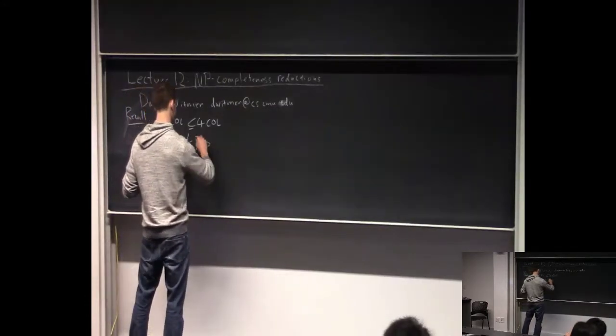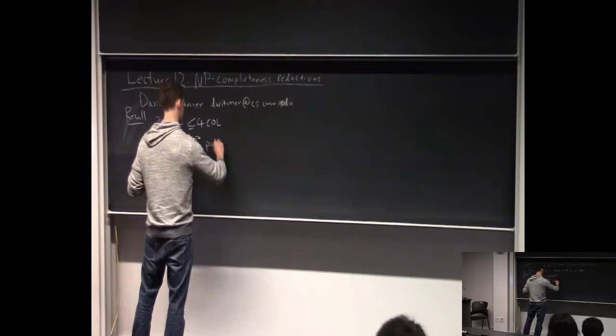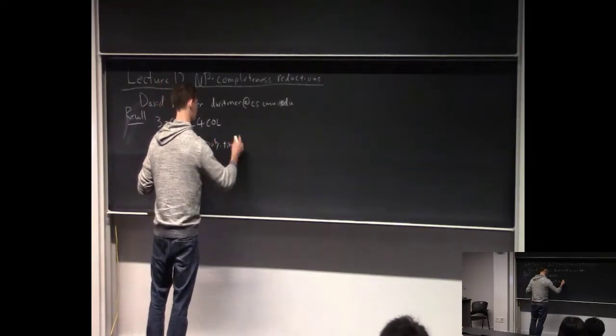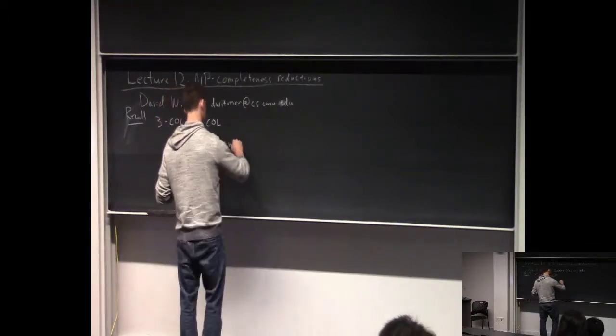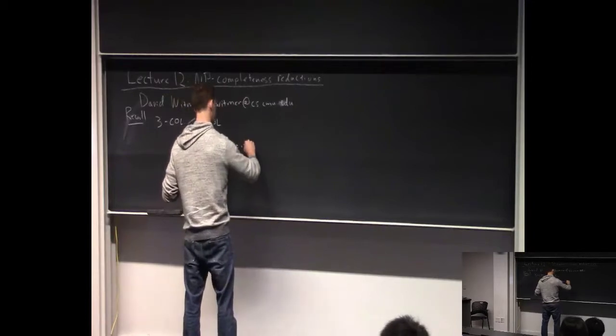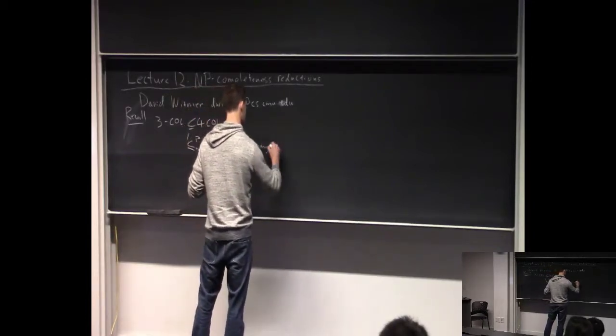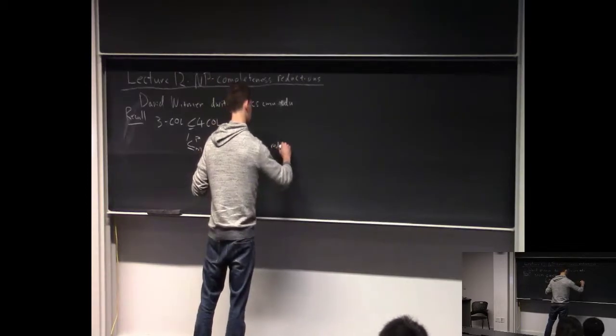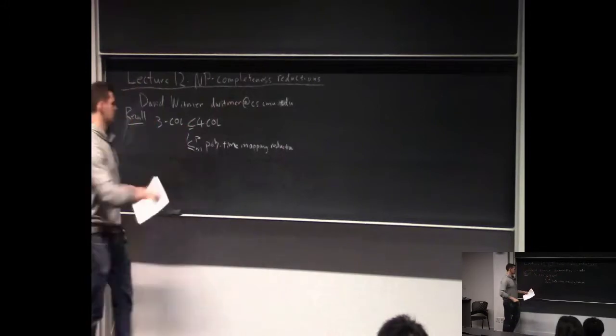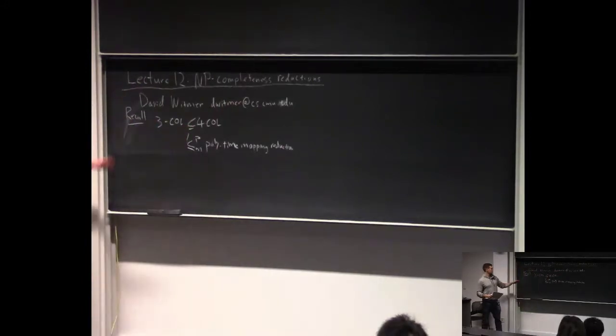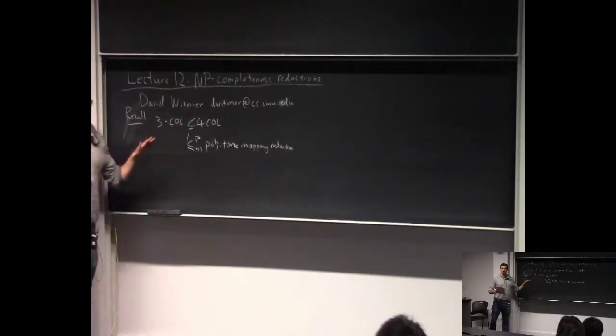So technically I'm supposed to write it as a poly time mapping reduction. That's what it technically is, but I'm just going to write this because it's quicker. So you know that 4 coloring reduces to 3 coloring.